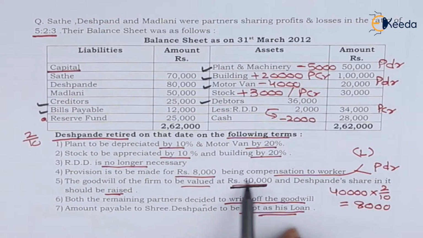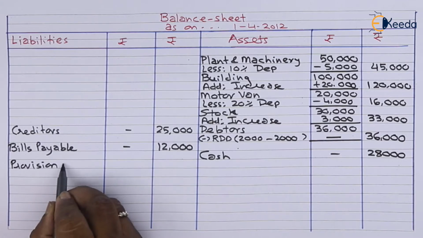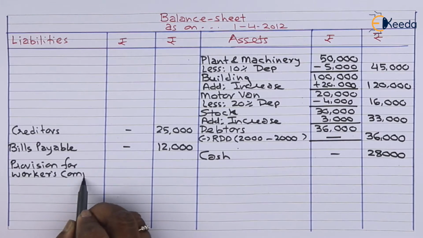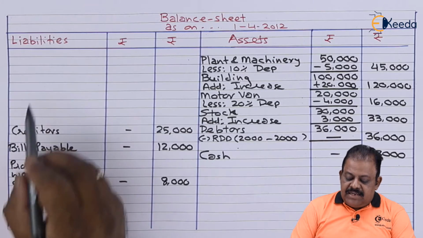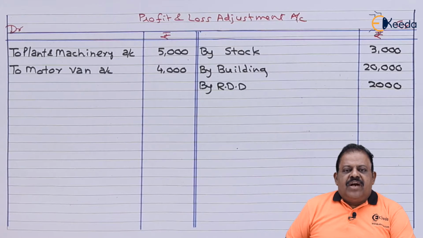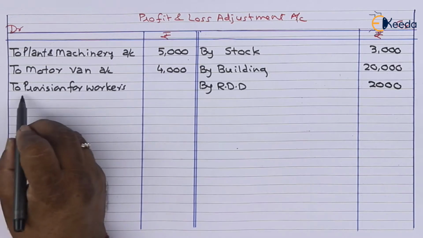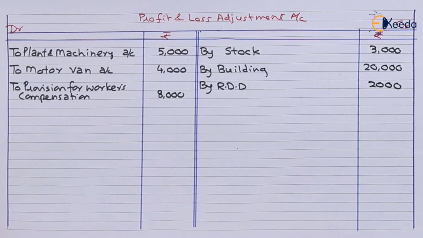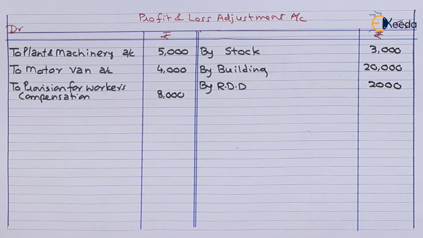Provision is to be made for 8,000 being compensation to workers. So now one effect liability, second effect profit and loss adjustment account debit. Balance sheet liability side, provision for workers compensation 8,000. Profit and loss adjustment account debit to provision for workers compensation 8,000.